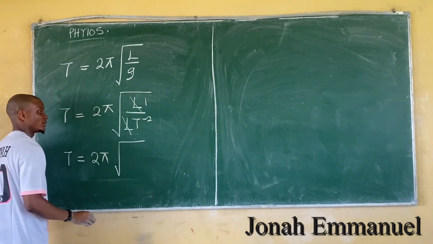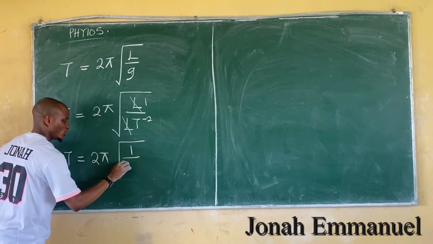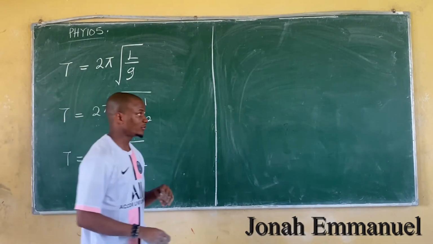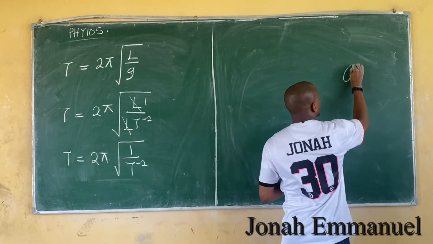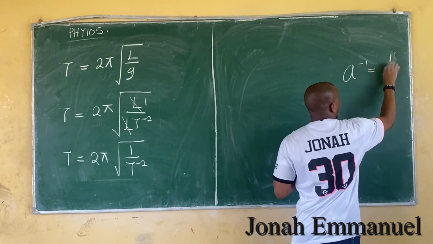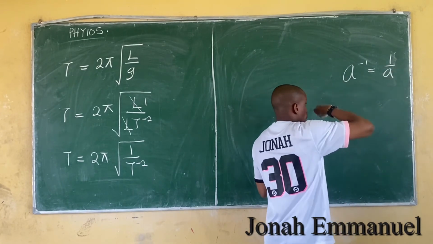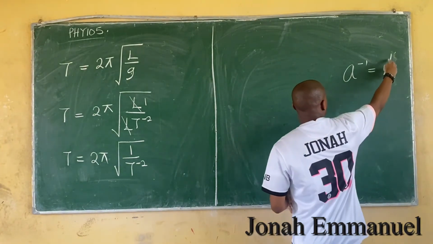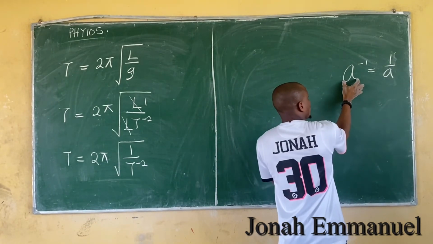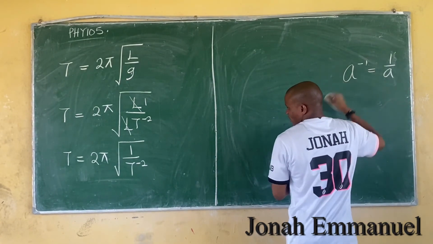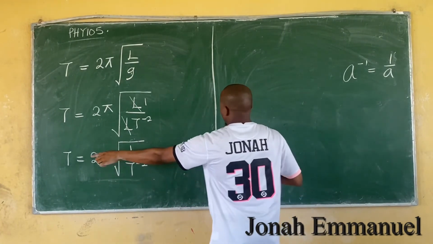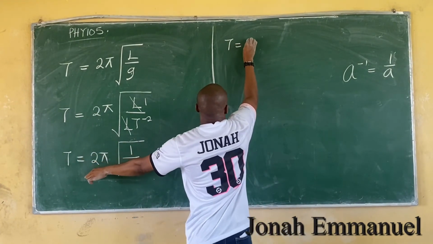I'm left with 1 all over T to the power minus 2. Now hang on. If I have A to the power minus 1, this is equal to what? 1 over A. So what's the concept? If I have 1 all over something, in index form it becomes that something to the power minus 1. I'll have that T is equal to what there?